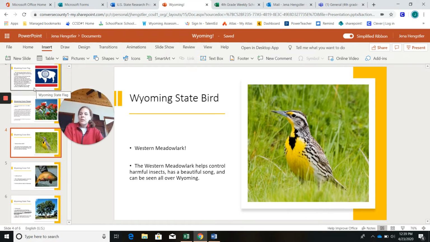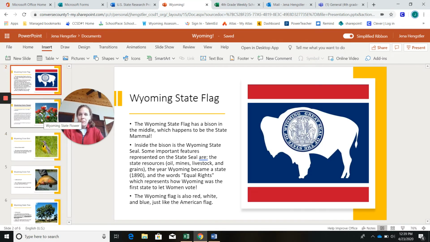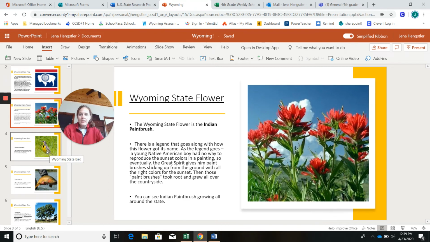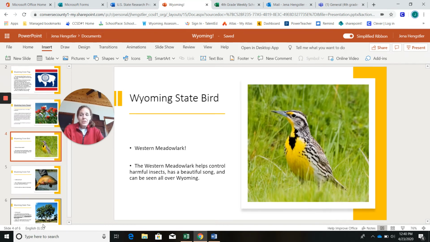Okay, so those are the three that you all have to have for whichever state you choose. You have to have the state flag, the state flower, and the state bird. And then the last two are your choice.